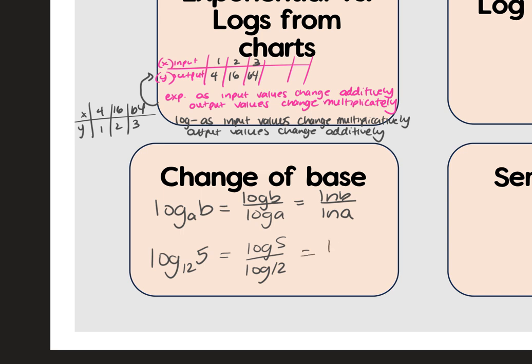Or it could be ln of 5 over ln of 12. That would be a ratio of natural logs.